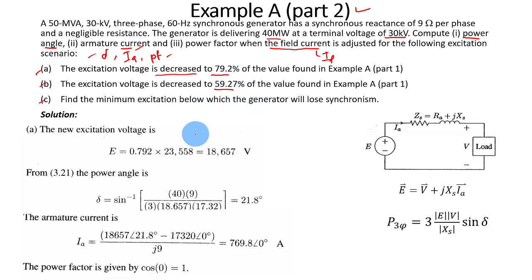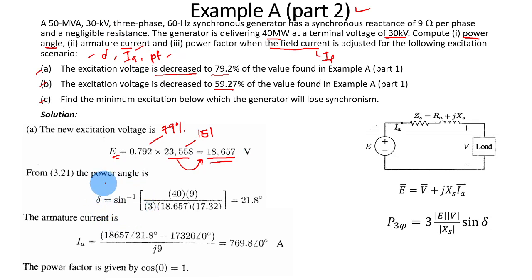Part A first. The excitation voltage is reduced to 79%, meaning the new excitation voltage is 0.792, approximately 79%, multiplied by the generator voltage from previously, the magnitude, and you get around 18,657 volt. So the generator voltage has been reduced from 23,000 to 18,000 volt. Now you want to find the power angle, armature current, and power factor.